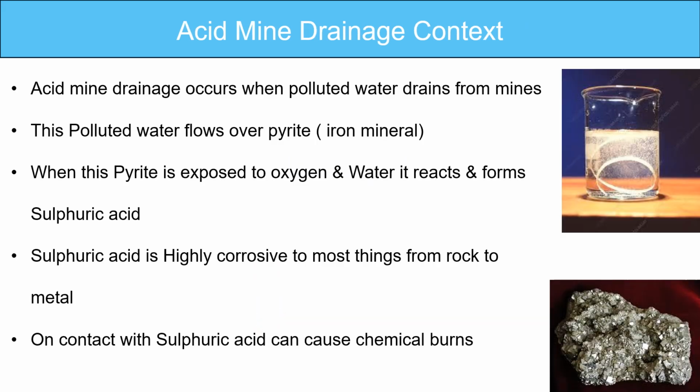So just to give you a bit of context and to tell you a bit about what it is, acid mine drainage occurs when polluted water from mines drains into other sources of water. That water generally flows over pyrite, which is an iron-based mineral. Something happens when this pyrite is exposed to oxygen and water. It creates a reaction when it's also in contact with the iron ore in the ground, and that reaction forms an acid called sulfuric acid.